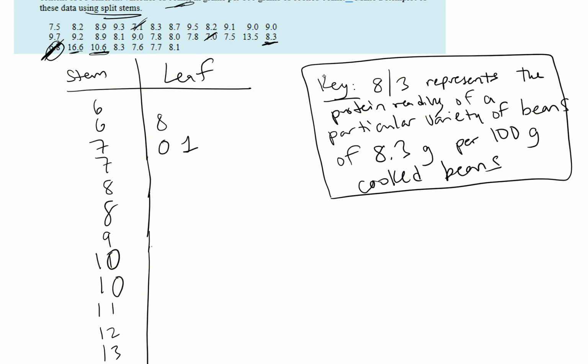So now we're going to move on to the next split stem of 7, which are the numbers 5 to 9. So we have a 7.5, 2 of them actually. We have a 7.6, 7.7, 7.8. We have another 7.8. And that seems to be it. Okay, so I'm going to go ahead and pause the video and I'll fill in the rest of the entries to save you a little time.